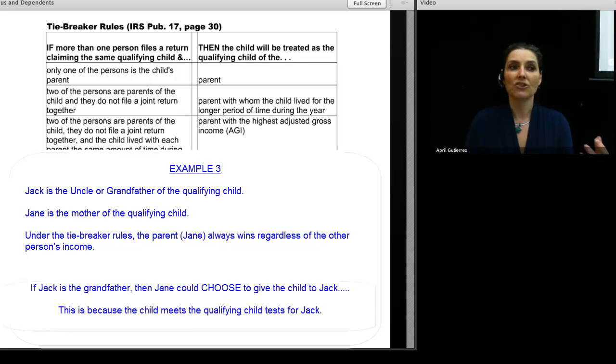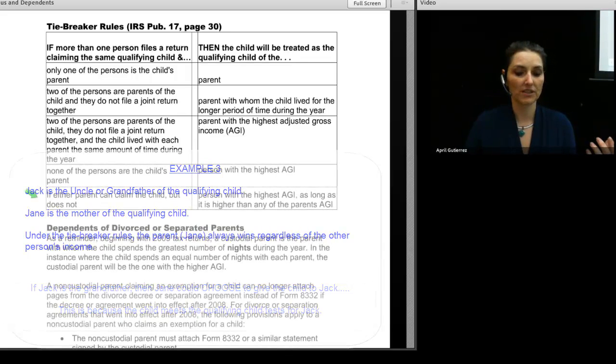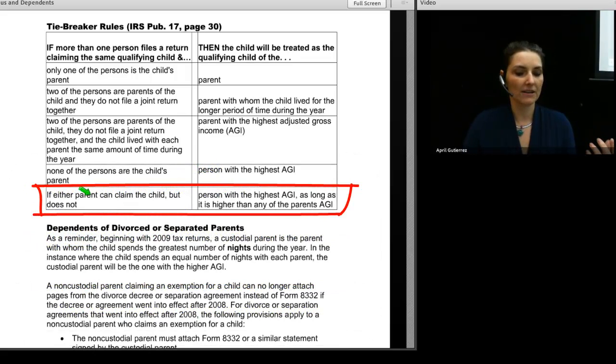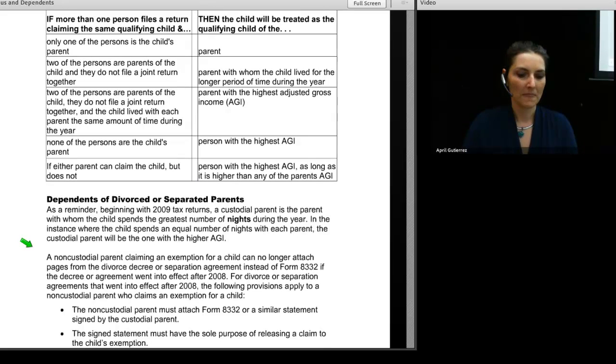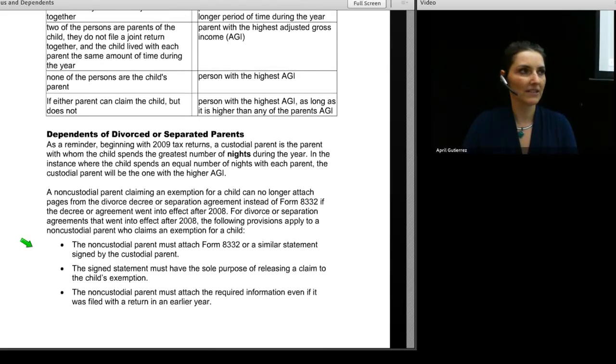But Jane could choose to give the child to Jack because the tiebreaker rules allow for that. If either parent can claim the child but does not, the person with the highest AGI can claim the child, as long as that AGI is higher than the highest AGI of any parent. There we go. Dependents of divorced or separated parents.